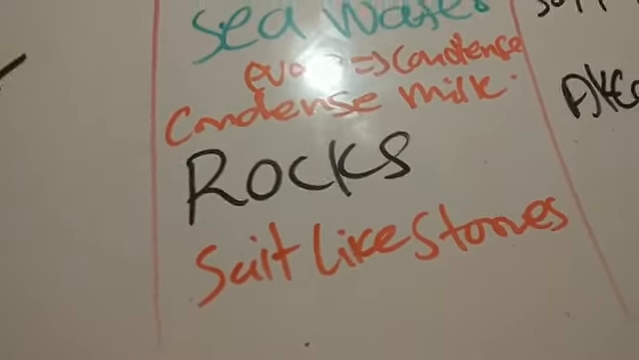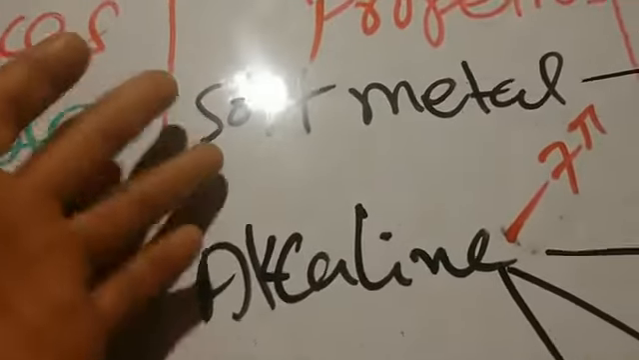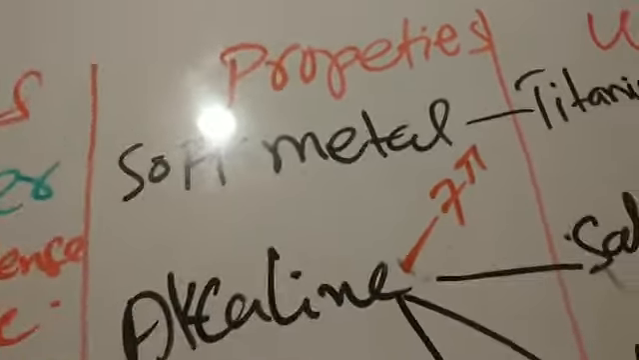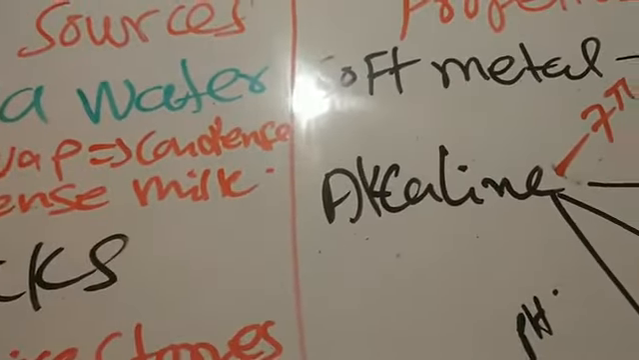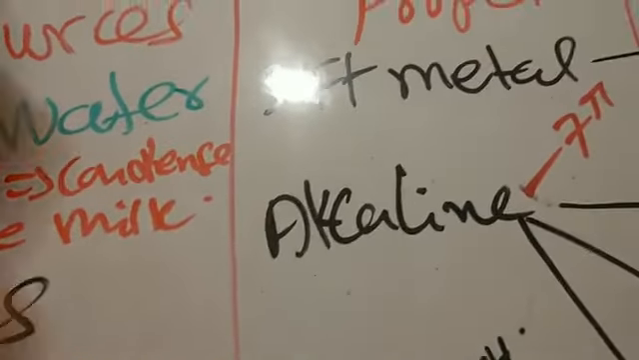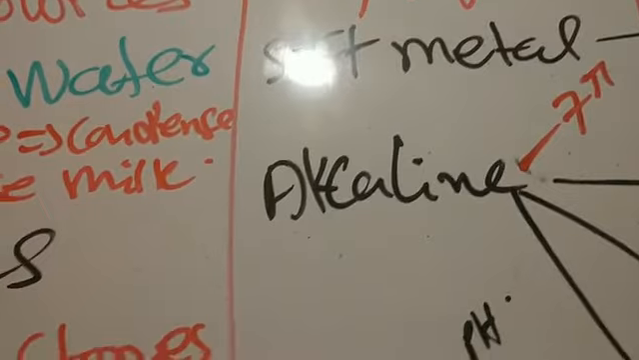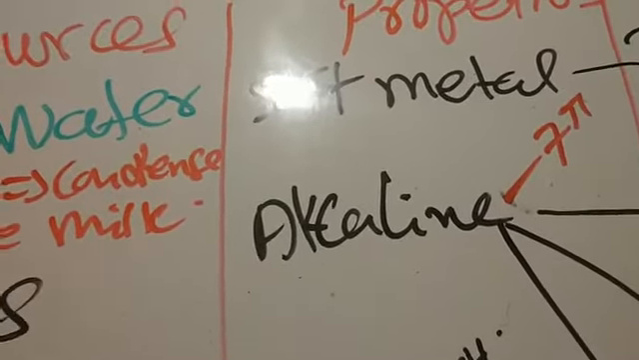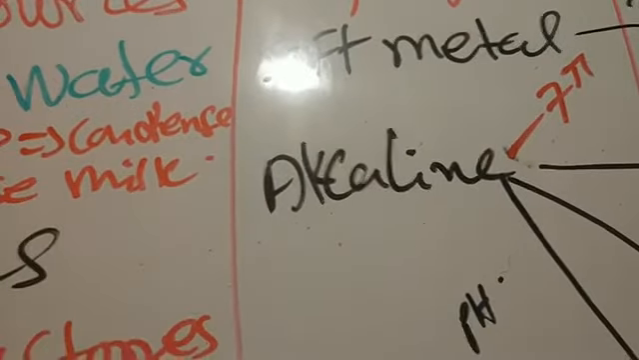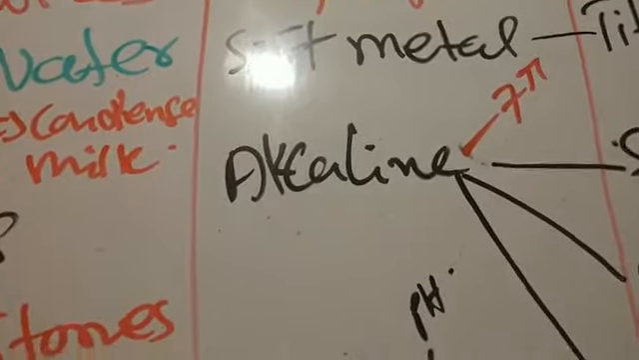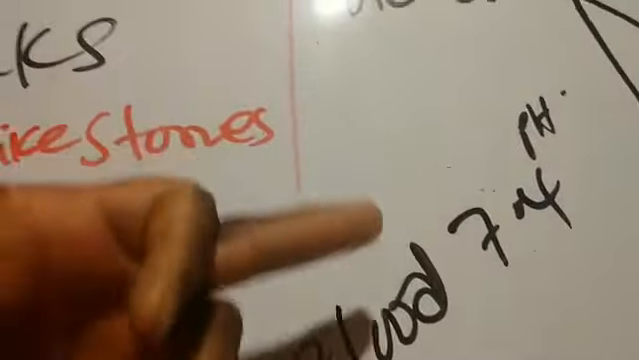Now, what are the properties? As I said, it is a soft metal. It is used in the production of titanium. We will talk more about titanium and other things later. It's alkaline. We have something called the power of hydrogen, the pH, which determines if something is acidic or alkaline. Acids have a pH of less than 7, and anything above 7 is alkaline. The alkaline are our basic elements that we need in our life. Your blood is basic, with a pH of 7.4 to 8.